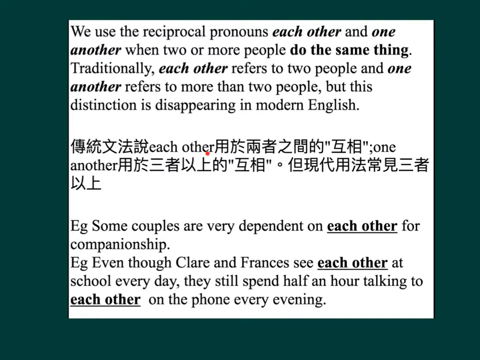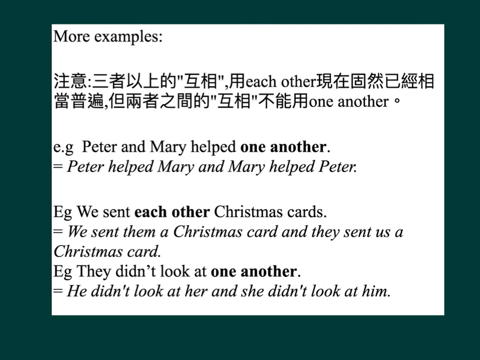傳統文化說 each other 用於兩者之間的互相，one another 用於三者以上的互相，但現代用法常見三者以上。For example, some couples are very dependent on each other for companionship. For example, even though Kara and Francis see each other at school every day, they still spend half an hour talking to each other on the phone every evening. More examples. 注意三者以上的互相，用 each other 現在固然已經相當普遍，但兩者之間的互相不能用 one another.